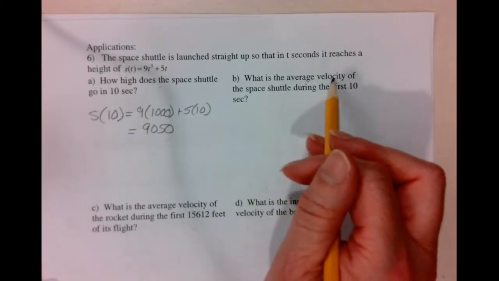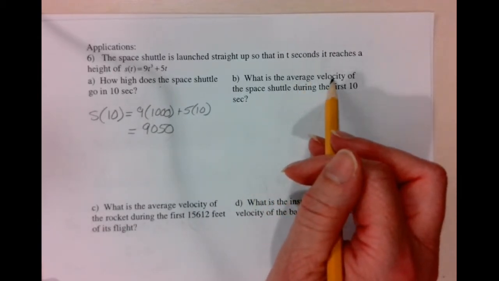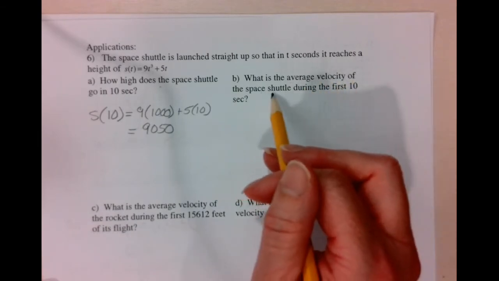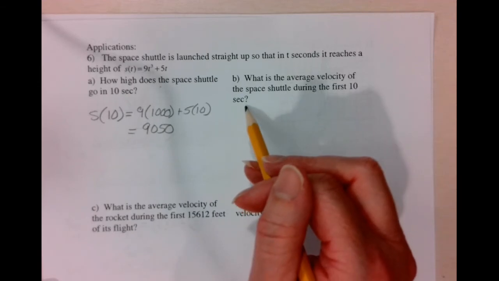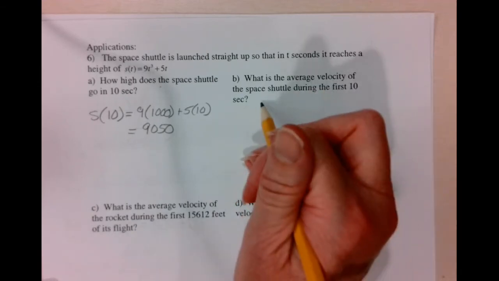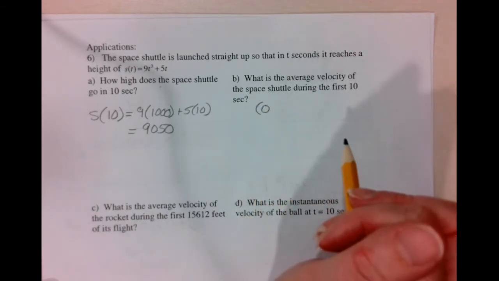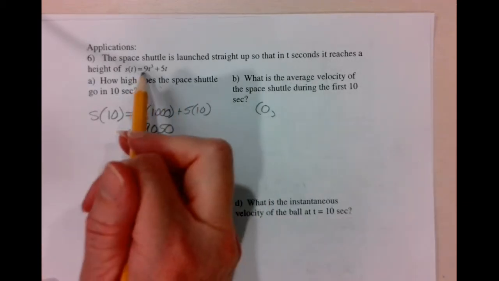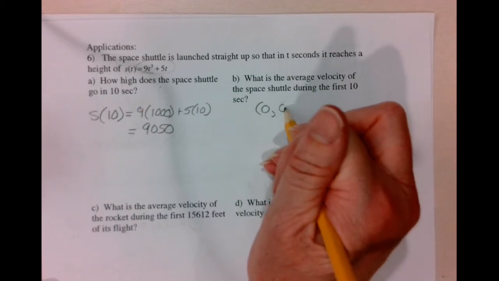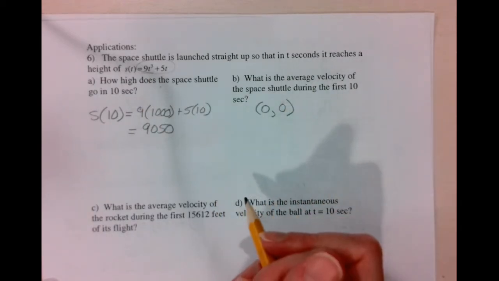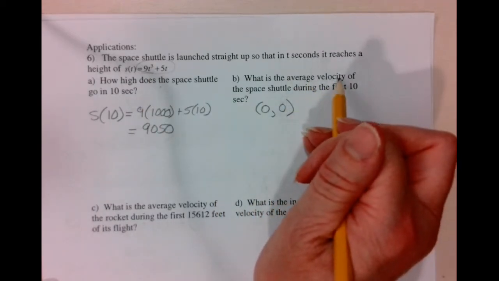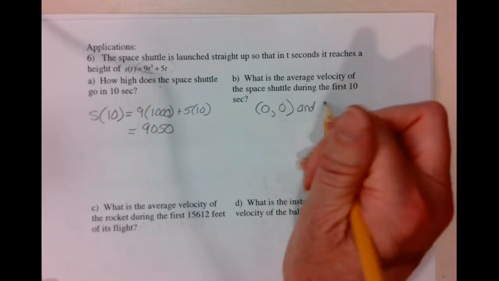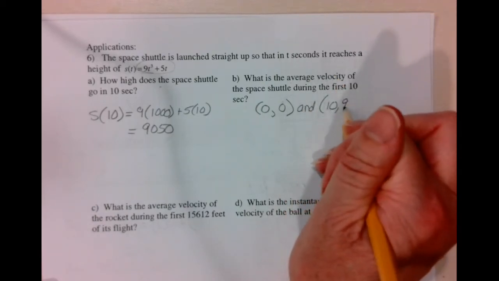The average velocity, this is like what we were doing before, average rate of change. But it's saying during the first 10 seconds. If it's during the first, then that means at time 0, that's an endpoint. So plug that 0 in, you get 0. I'm creating 2 points because an average velocity and average rate of change requires finding the slope between 2 points.